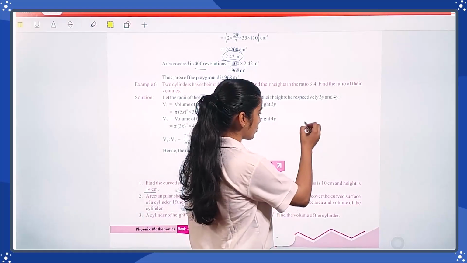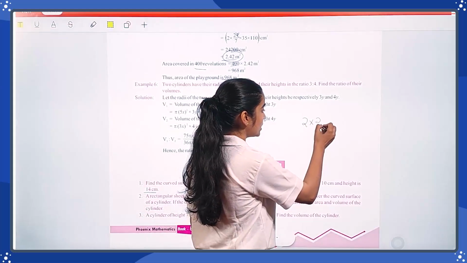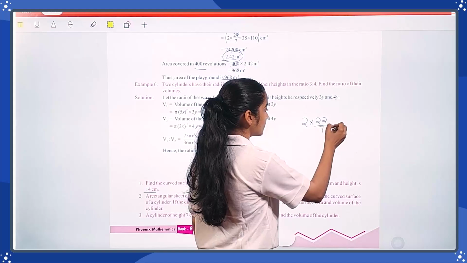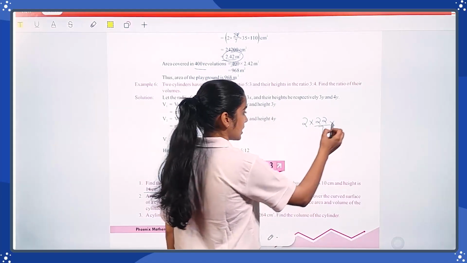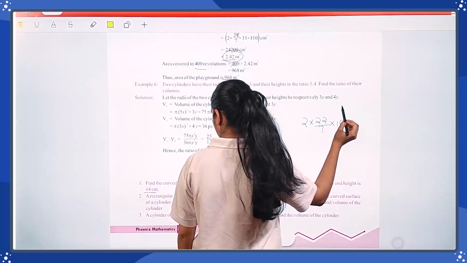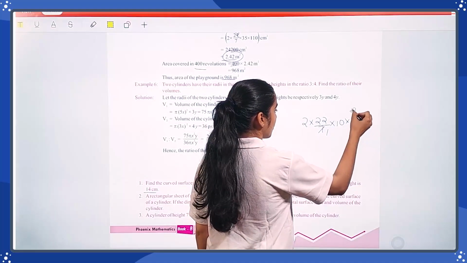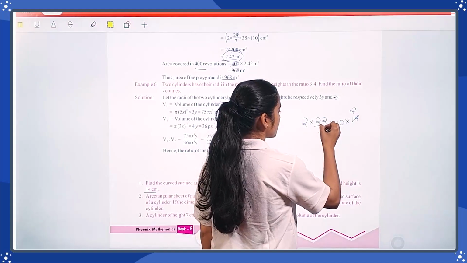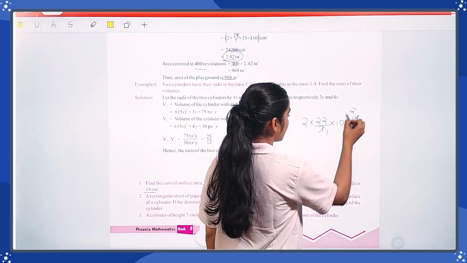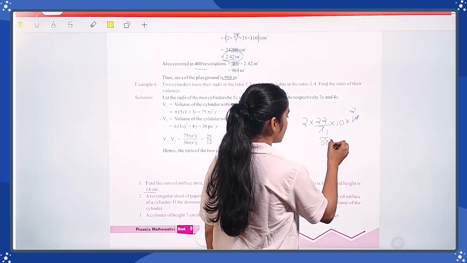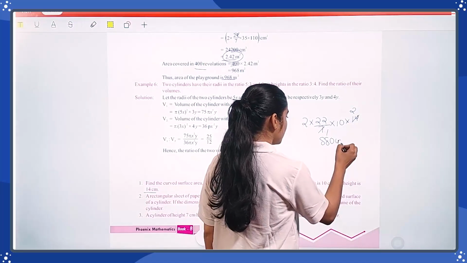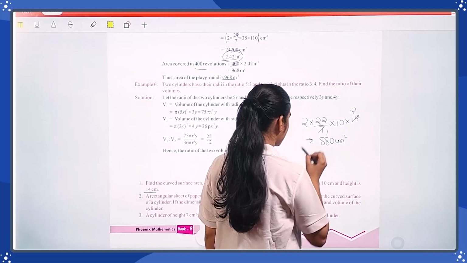2 pi r h. So 2 multiplied by 22 upon 7, and your r is 10 multiplied by h, which is 14. 7 ones are 7, 7 twos are 14. 2 multiplied by 22 is 44. 44 multiplied by 2 is 88. So 880 centimeter square is your curved surface area.